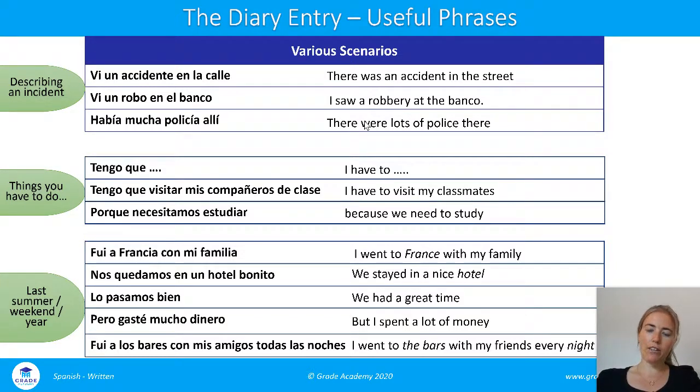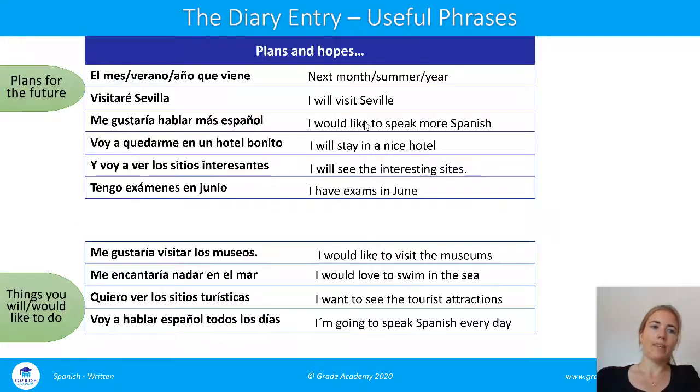And then have a variety of verbs of things you did, such as you could use fui, as we mentioned, or comí, bebí, tomé el sol, if it's the case that you were abroad, visité, what did you visit?